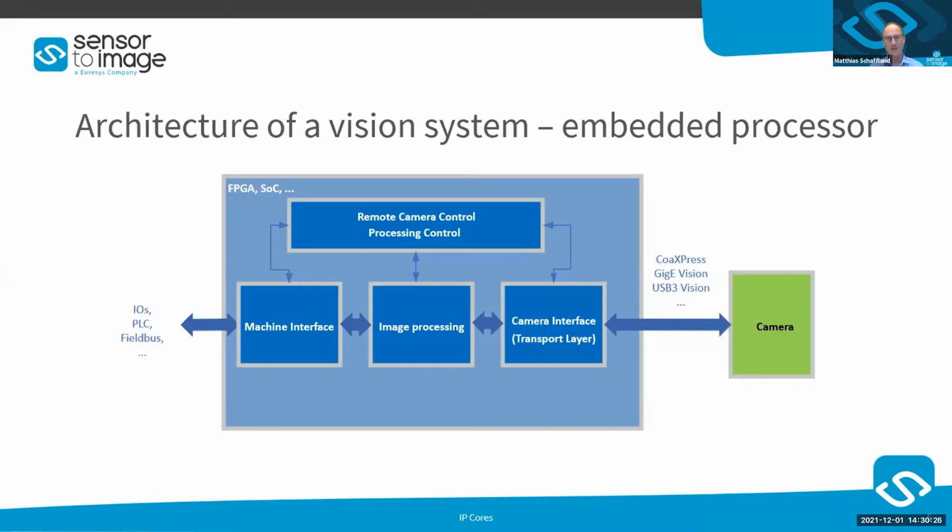On top, again, we have a remote camera control unit to connect to the external camera, something like discovery or configuring the camera, getting it streaming, setting exposure time, all this stuff. This is done in that block here. And of course, it also should or has to control the underlying blocks for the processing.